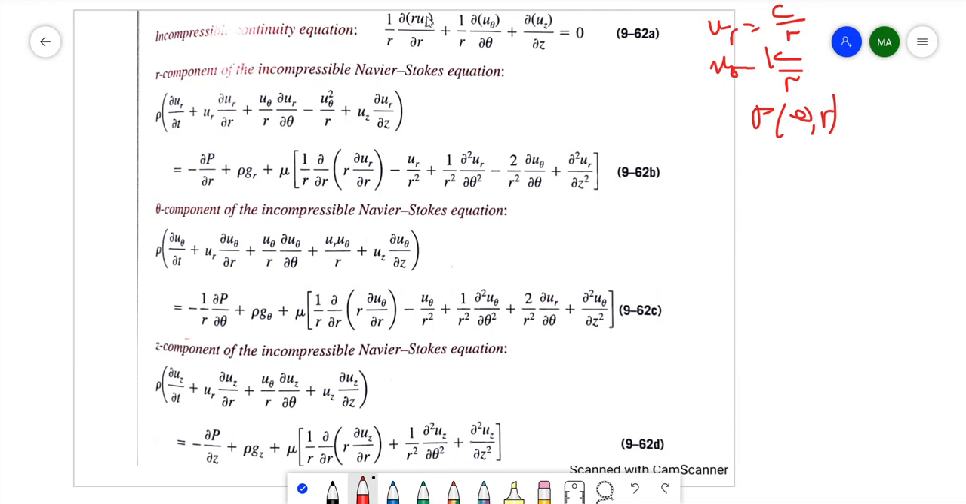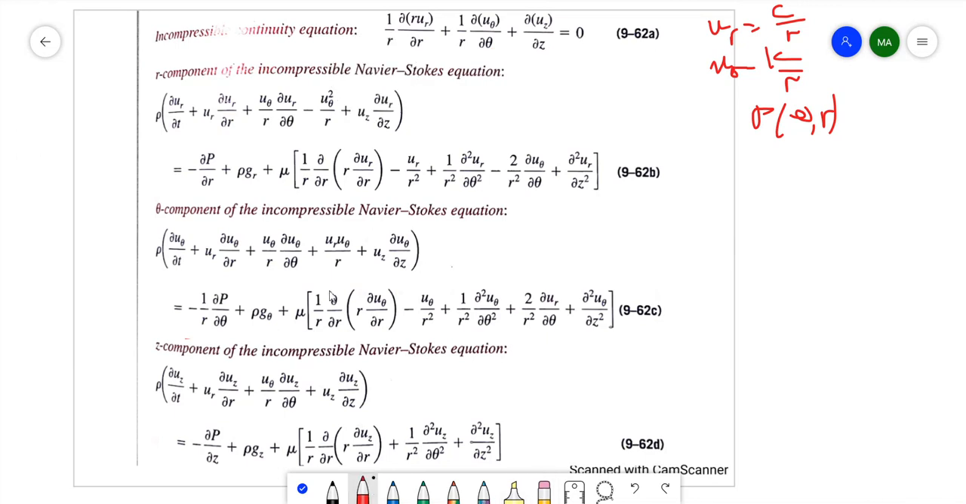derive u_r with respect to r, multiplied by r. So u_r multiplied by r is going to be C. The derivative of C with respect to r is going to be 0. And here, u_theta, which depends only on r, is derived with respect to theta, so it is also going to be 0. And here z, which is 0, its derivative is 0. So the continuity equation is verified.